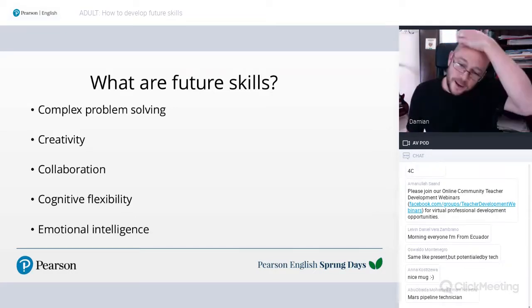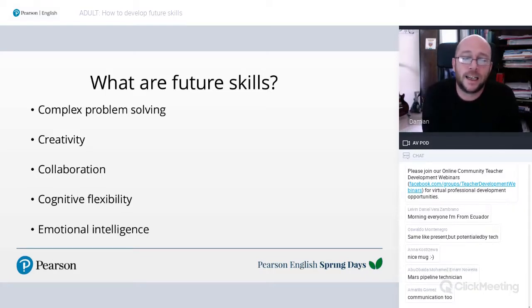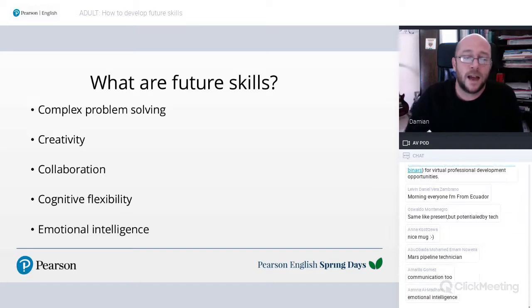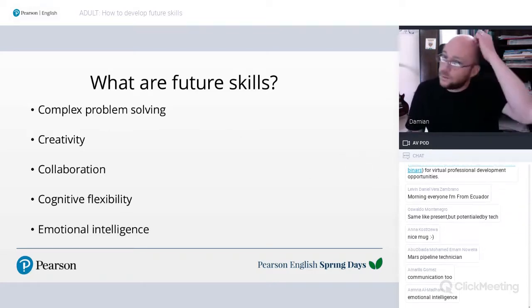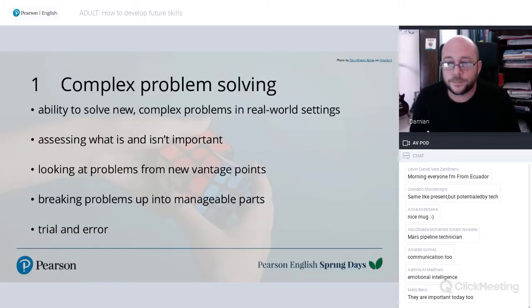So the 5 future skills that come up quite often are complex problem solving, creativity, collaboration, cognitive flexibility, and emotional intelligence. So what do we mean by these? Well, let's look at each one in turn.